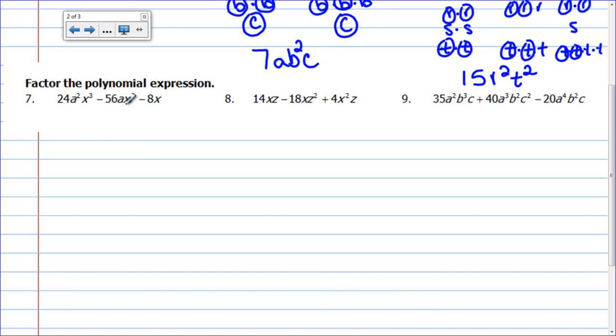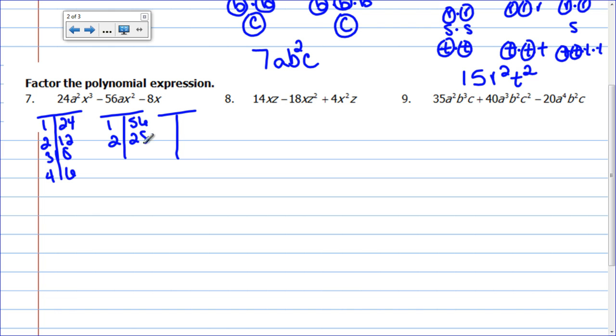So for number 7 here, we've got 3 terms. We're going to do the same thing. And there are minus signs here, but there's not a negative in front of the first term, which means that our GCF is not going to be negative. It only becomes negative if every single number is negative. So we're going to ignore those minus signs, list our factors, and then we'll deal with our variables.